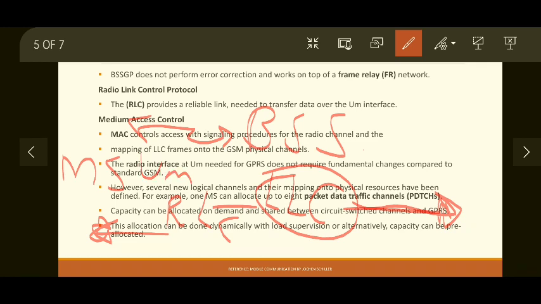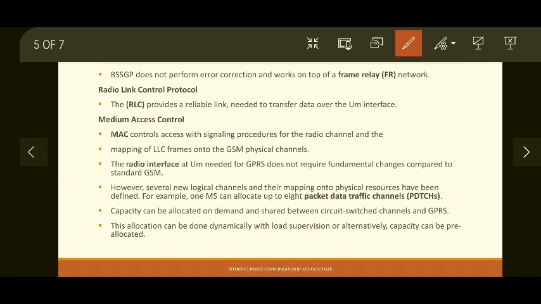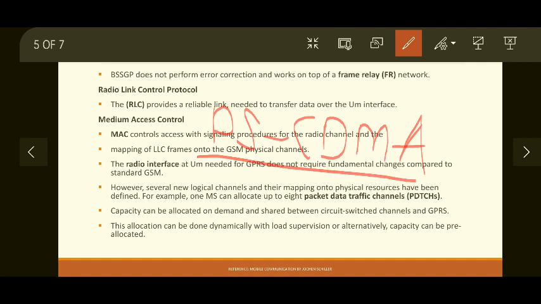Then the MAC layer. We are using DS-CDMA, that is DSSS, direct sequence spread spectrum technology, in UMTS. So the mapping of these LLC frames or RLC frames onto GSM physical channels, because this is a different technology, is done by medium access control.